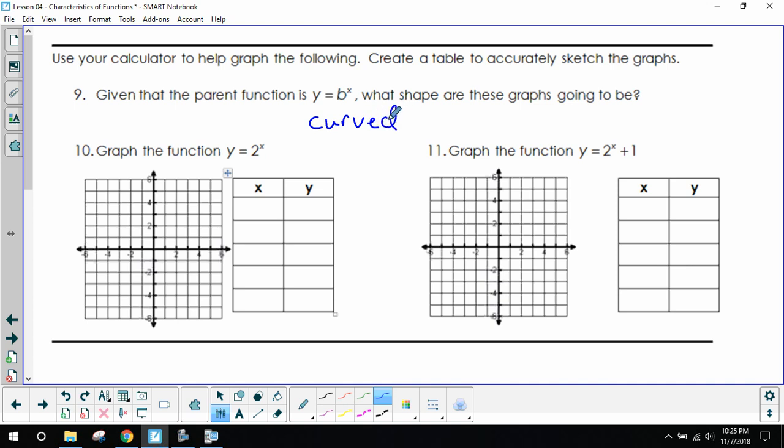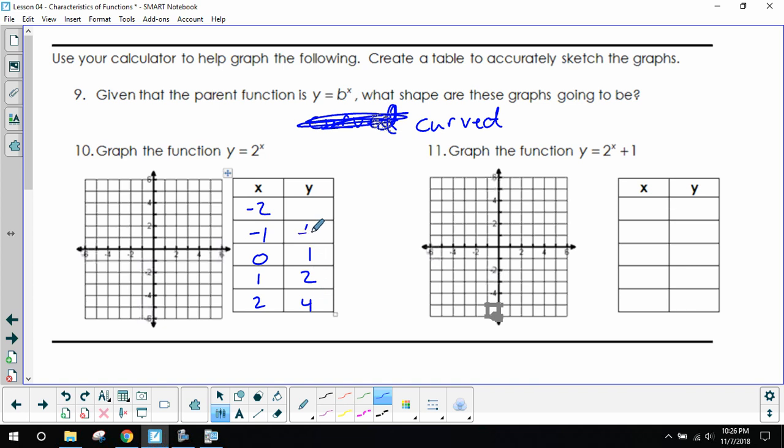So -2, -1. Guys, this is a repeat from before. Let's see if I can remember. 0 is 1 as always. 2, 4. I think this is 1/2. 1/4. 0.25. This is 0.5. I think that's right.